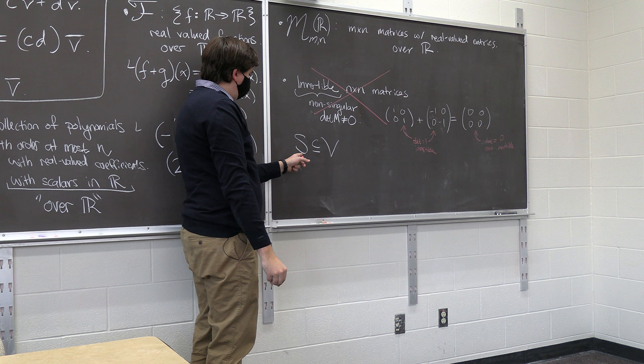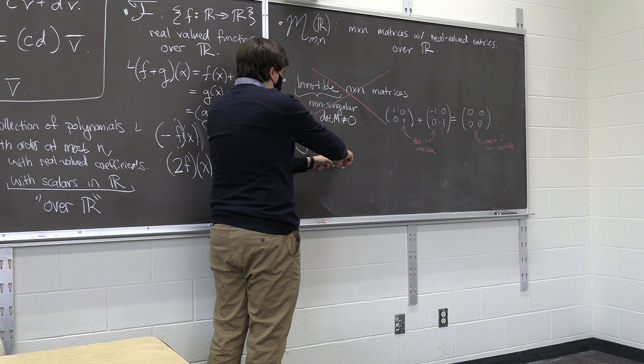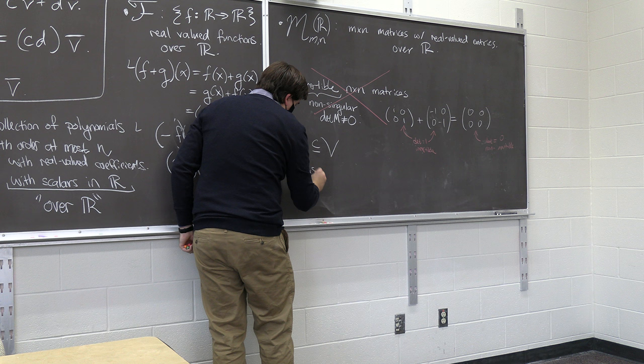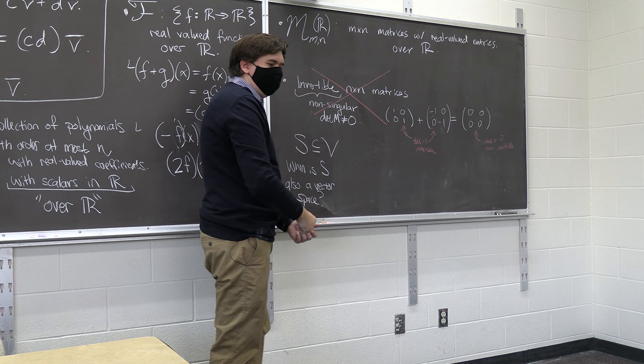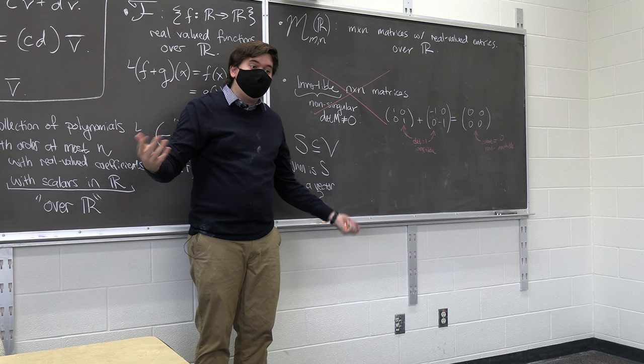So my question is, when is a subset of a vector space also a vector space? When is S also a vector space, if you know that your V was a vector space and you have some subset of it? The answer is when S satisfies all these properties. But some of these properties you get for free.